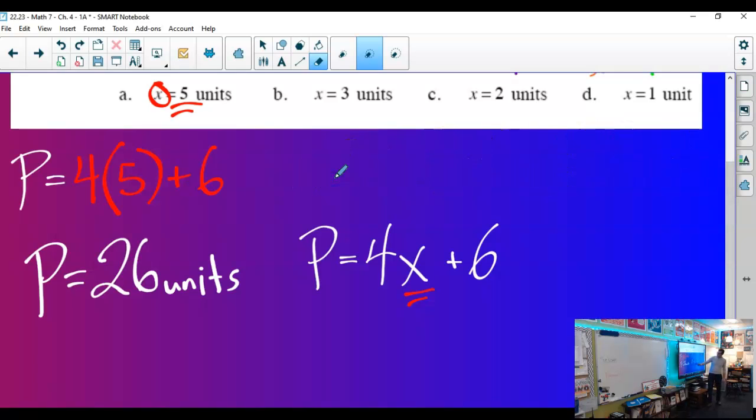So if x is 3, we can do the same thing, except substitute 3 in. That's great. There we go. So now perimeter would equal 4 times 3 plus 6, 18, which Ivan wants to tell us equals 18. C.